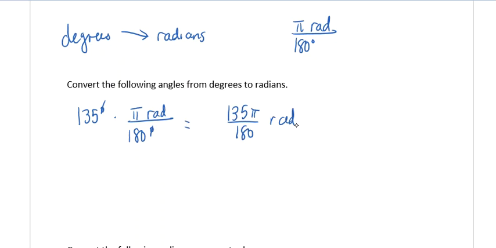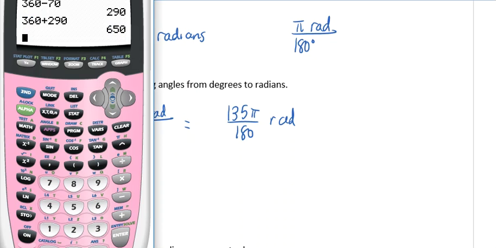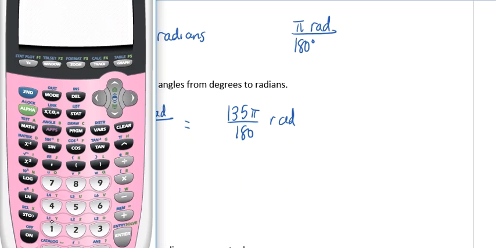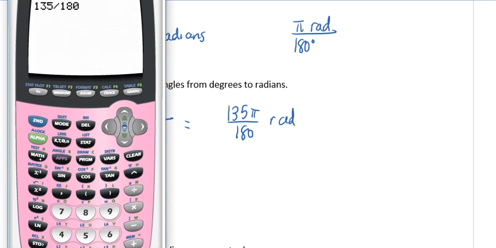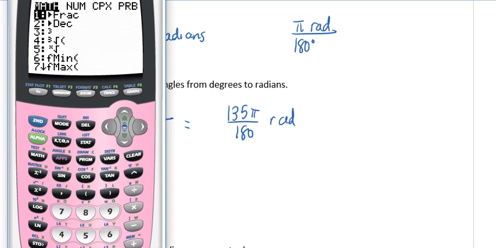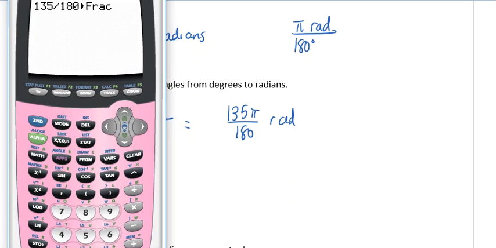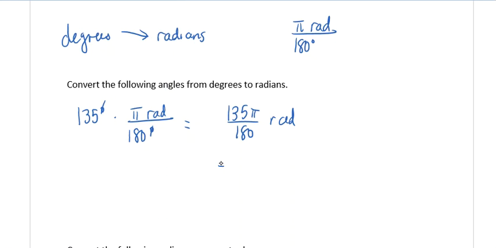This is my radians. Again, you don't have to write radians. I'm just going to do 135 over 180. I know you can't see it. Then I'm going to hit math and that first option that says frac, and that's going to simplify the fraction for me. So this is 3 pi over 4 radians.